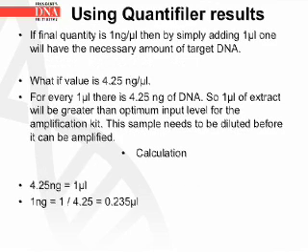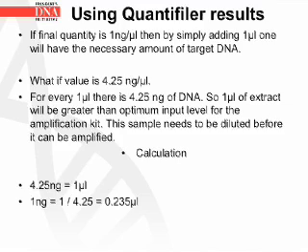Now let's go over some examples. If the final quantity is 1 nanogram per microliter, then by simply adding 1 microliter, one will have the necessary amount of target DNA. But what if the value is 4.25 nanograms per microliter? That means for every 1 microliter, there is 4.25 nanograms of DNA. So, 1 microliter of your extract will be greater than the optimum input level for the amplification kit. This sample needs to be diluted before it can be amplified.